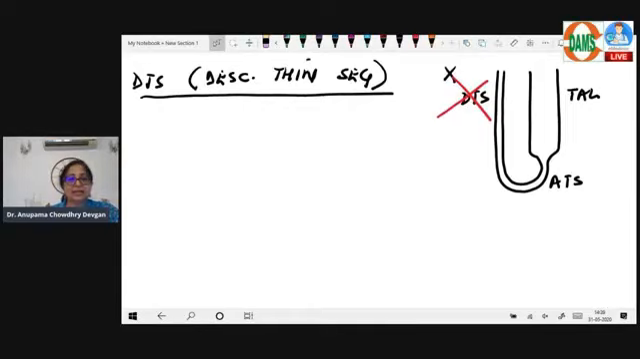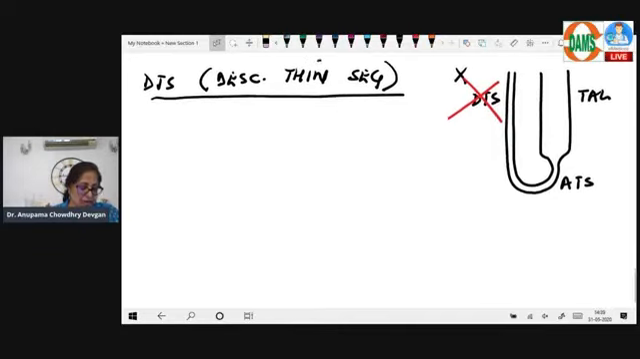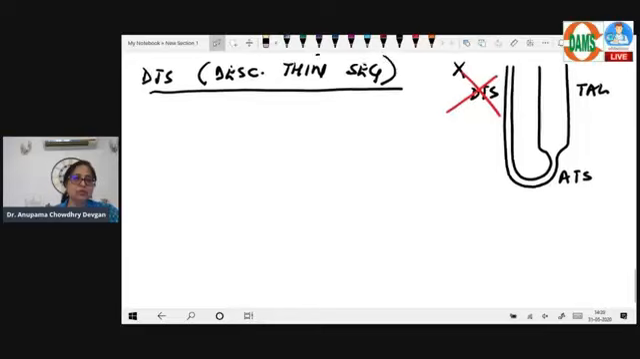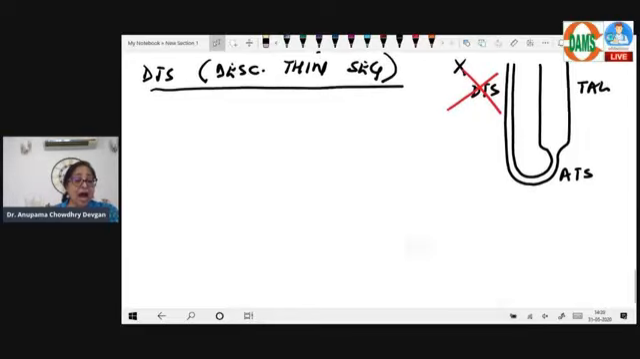Descending thin segment, there is going to be no reabsorption. I've already written it down: sodium, right at the beginning of the section, I wrote that. Sodium is reabsorbed in all parts of the nephron. I write everything that I speak and I write with you so that I do not go very fast or very slow, so I can monitor my speed. So descending thin segment, there is no reabsorption of sodium. Sodium is reabsorbed in all parts of the nephron except the descending thin segment.